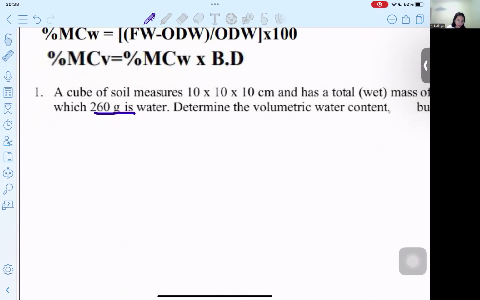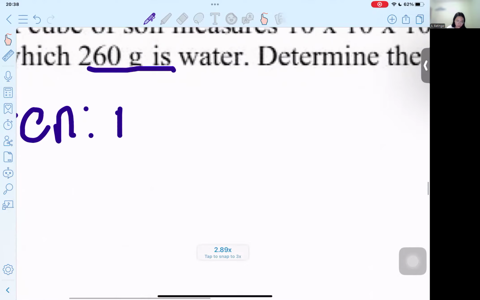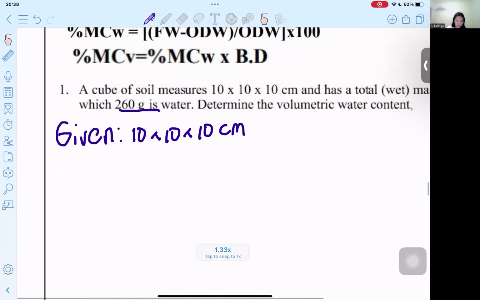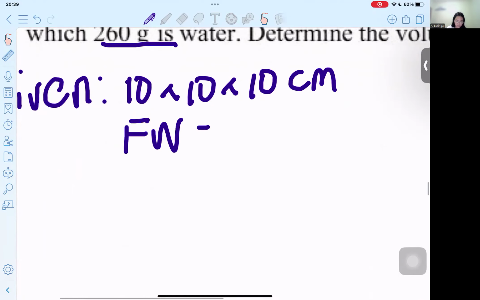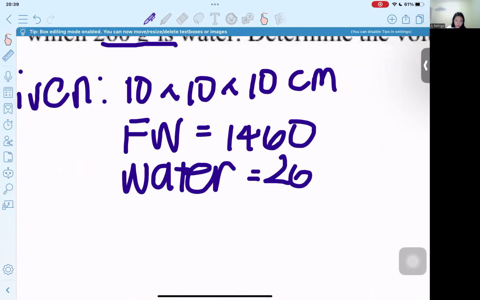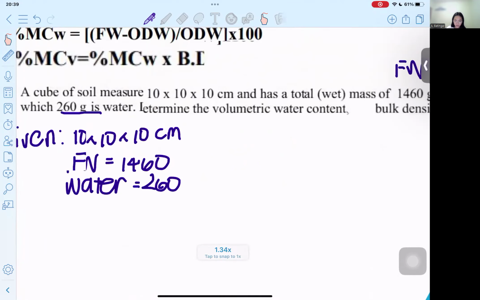Okay, so we write the given values. So the cube measures 10 by 10 by 10 centimeters. Fresh weight is 1460. Water is 260. Determine the volumetric water content and your bulk density.